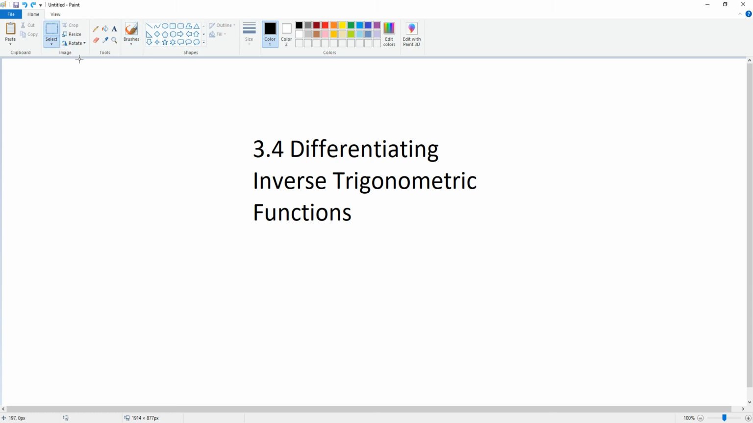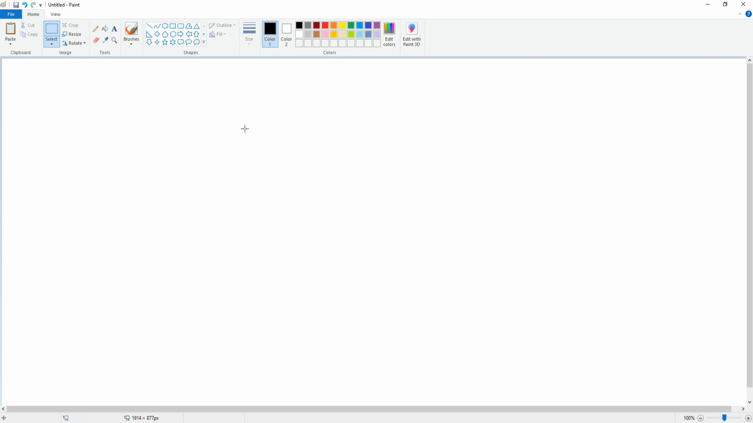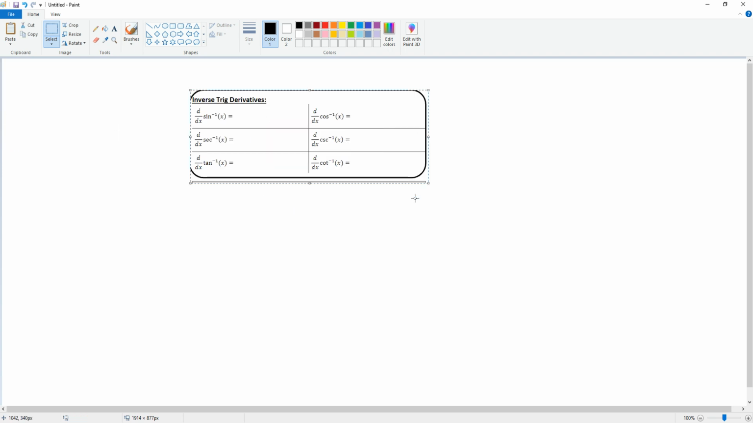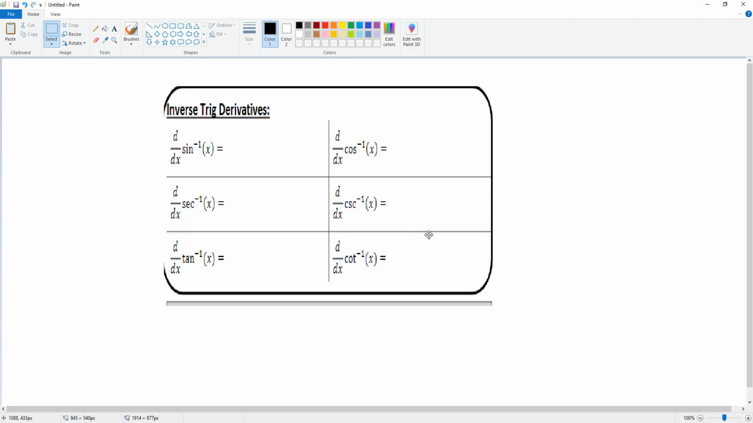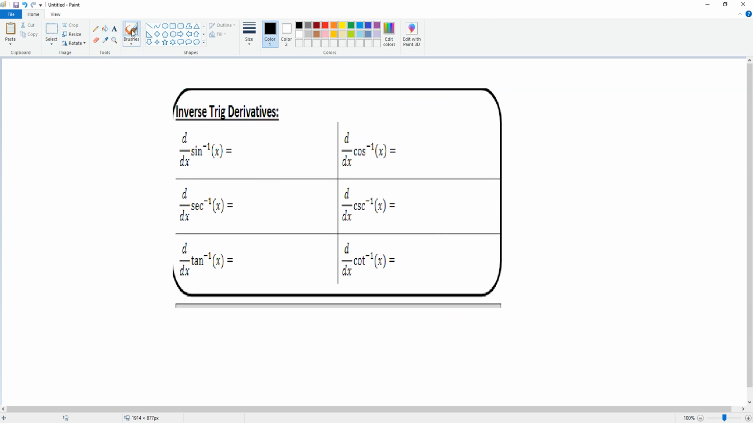Differentiating inverse trigonometric functions. Alright, so we have these trig functions over here, and we're going to find the inverse of them. Or, I'll tell you the inverse. So, the derivative of inverse sine of u is u prime over the square root of 1 minus u squared.